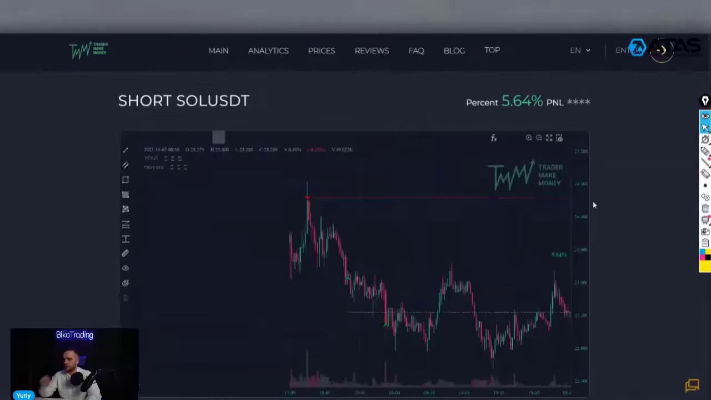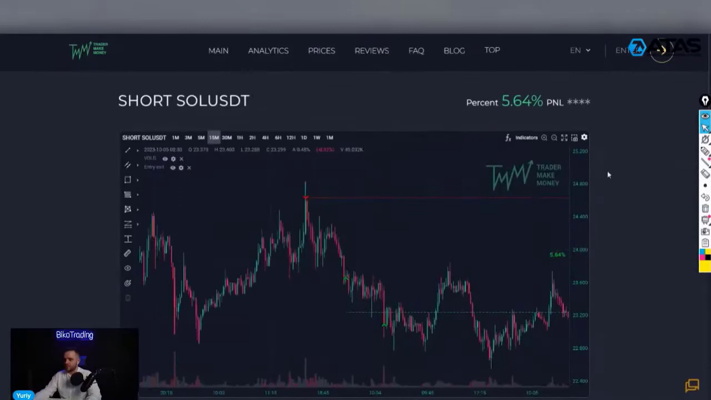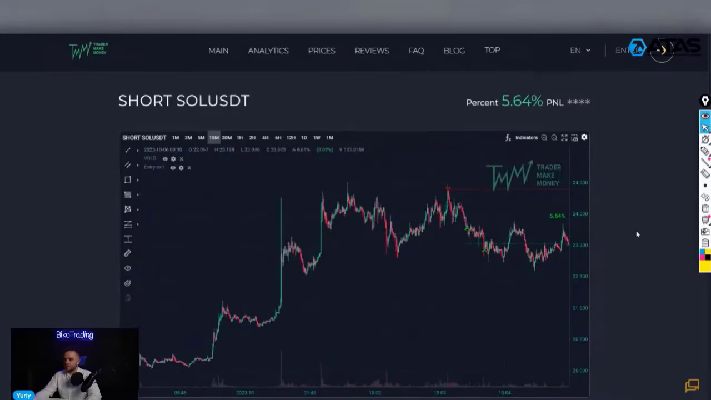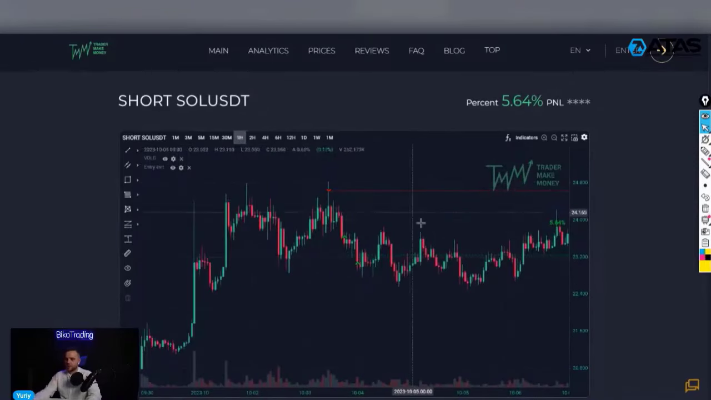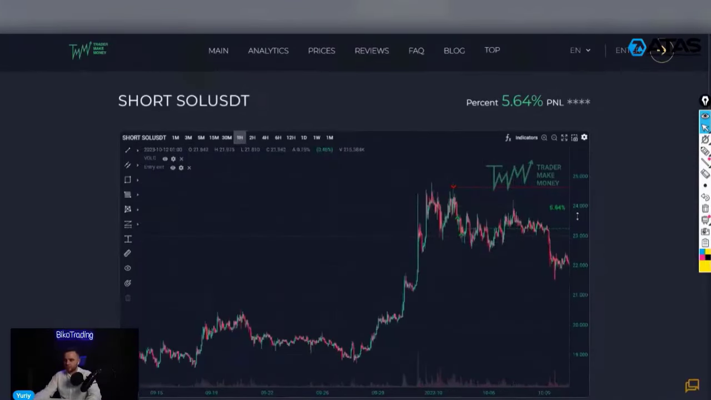Let's come, friends. At this moment, let's come to other examples. Let's open this example. What was the trade here? This trade was maybe one of the greatest trades that I traded during the last several weeks. Let me summarize why key area is super important.